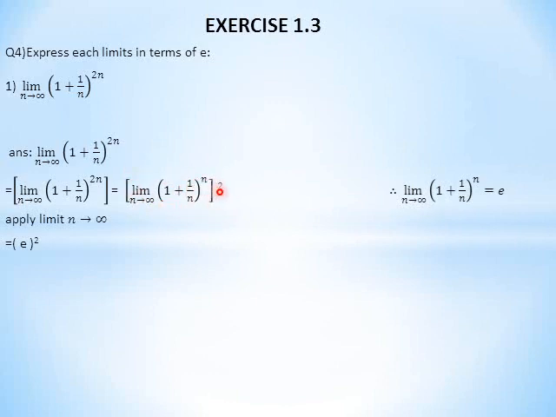Because n to the 2n is n to the 2n, like this. Now we can apply the formula, because this n and this n should be the same. If it is x, then the x is the same. So (1 plus 1 upon n) whole power n is equal to e, and the power 2 stays too, so e square, or e^2, is the answer.